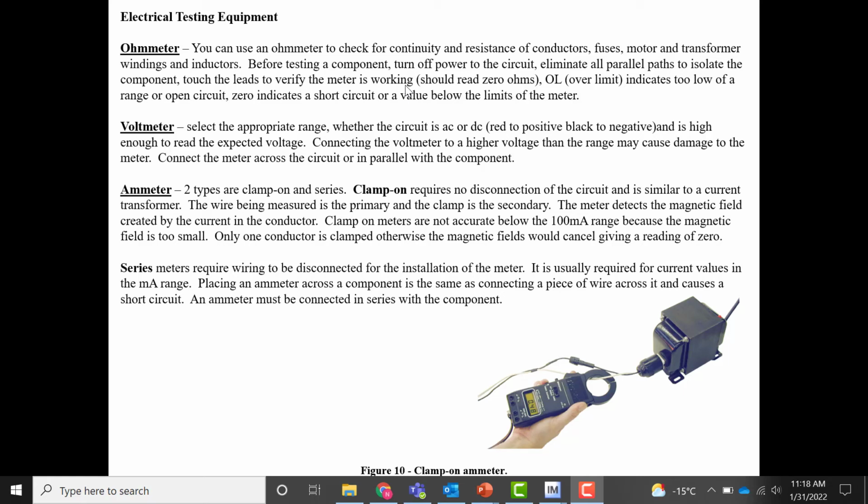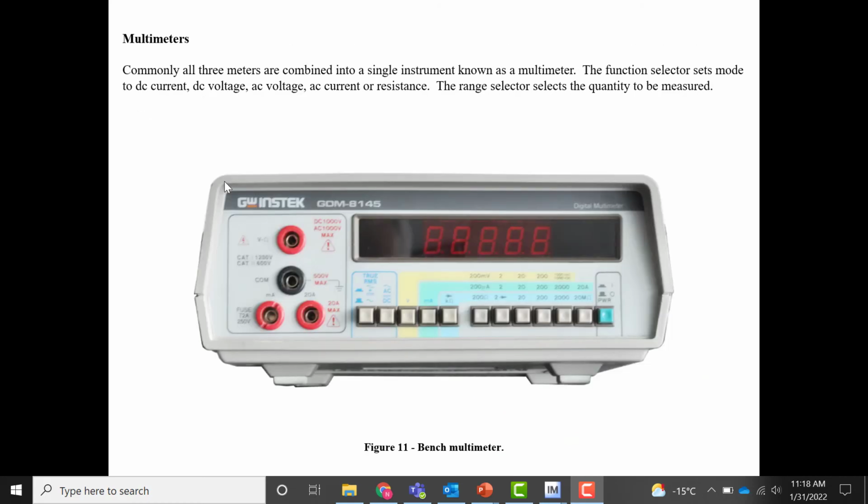Series meters require wiring to be disconnected. So again, we actually have to wire this in. They have their place. Again, for those small current ranges, we would still use a series connected meter. Okay, again, the difference between series and parallel: we just want to make sure for current, we're in series, and for voltmeters, we're in parallel.